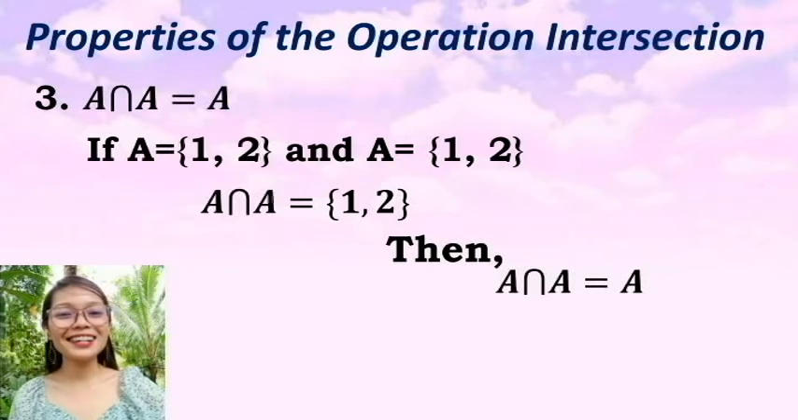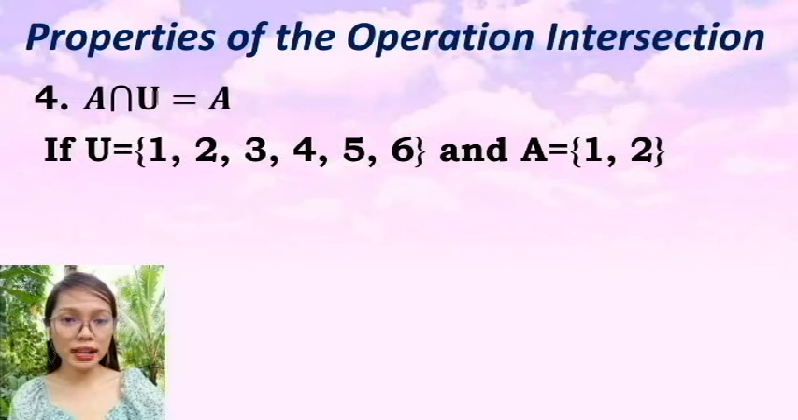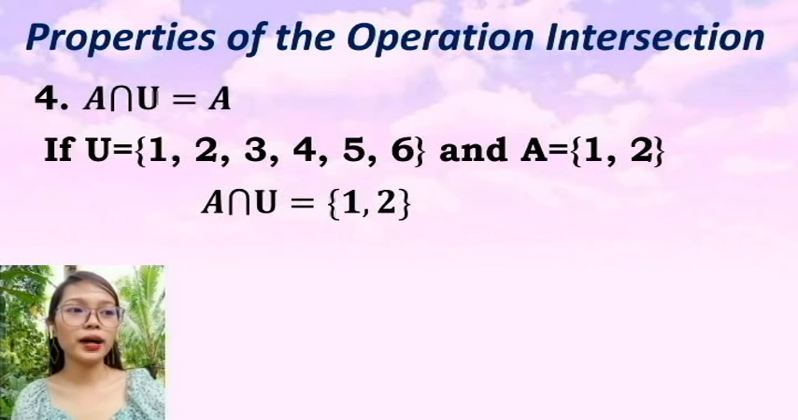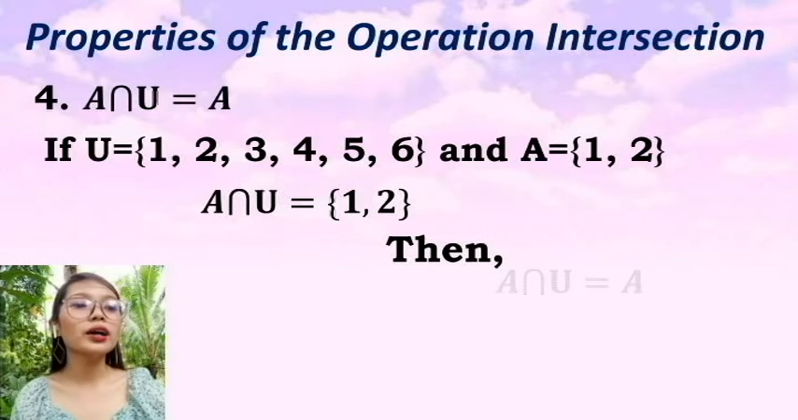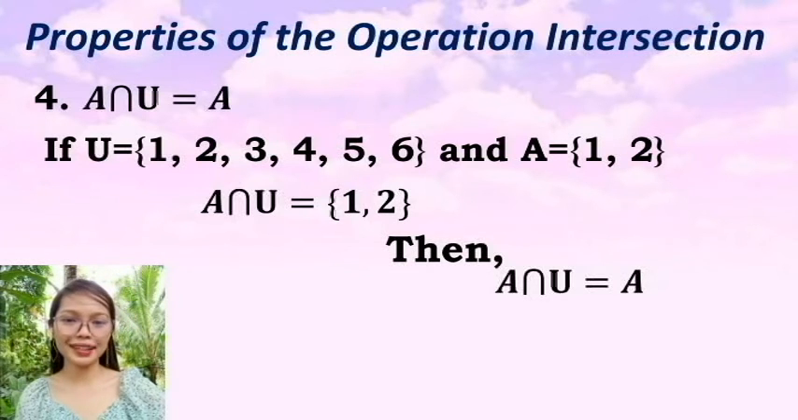Okay. Fourth, A intersect the universal set is just equal to A. We have here the universal set 1, 2, 3, 4, 5, and 6. And set A, we have 1 and 2. What are the common elements of A and the universal set? You're right. It is A, which is 1 and 2. So, therefore, A intersect the universal set is just equal to A. Again, this is only applicable if A is a subset of the universal set.